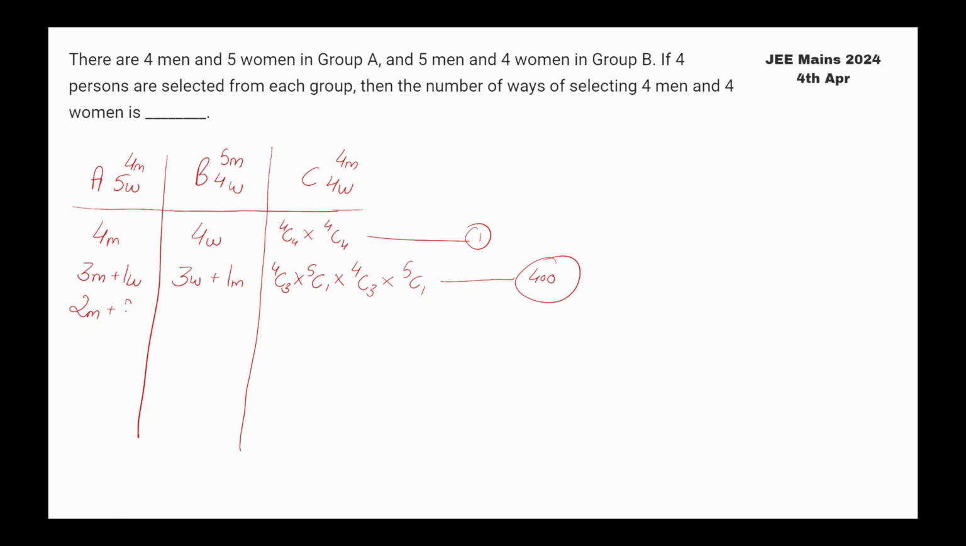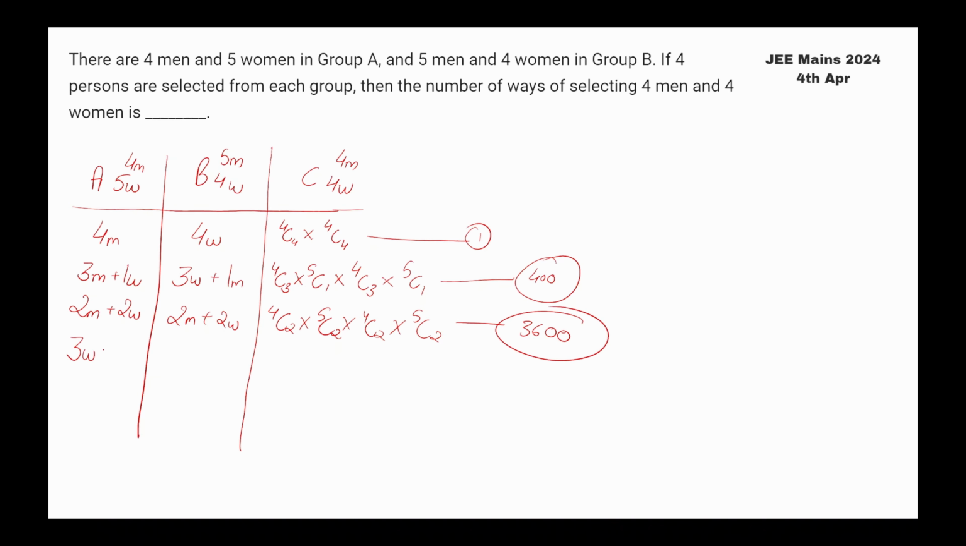I'll take 2 men and 2 women from here. I'll take 2 men and 2 women from here. So this would become 4C2 into 5C2 into 4C2 into 5C2. So here I would have 3600. This total would come out to be 3600.